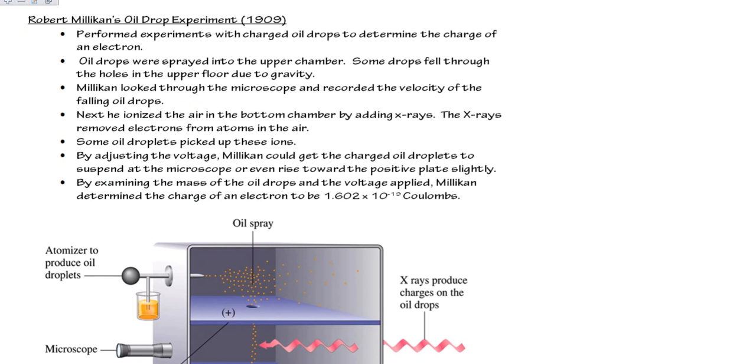Another experiment that focuses on electrons was the Millikan oil drop experiment. Now, we know that electrons are negatively charged. This Millikan oil drop experiment will give us the exact charge on an electron. How negative is an electron? Here's kind of the setup.